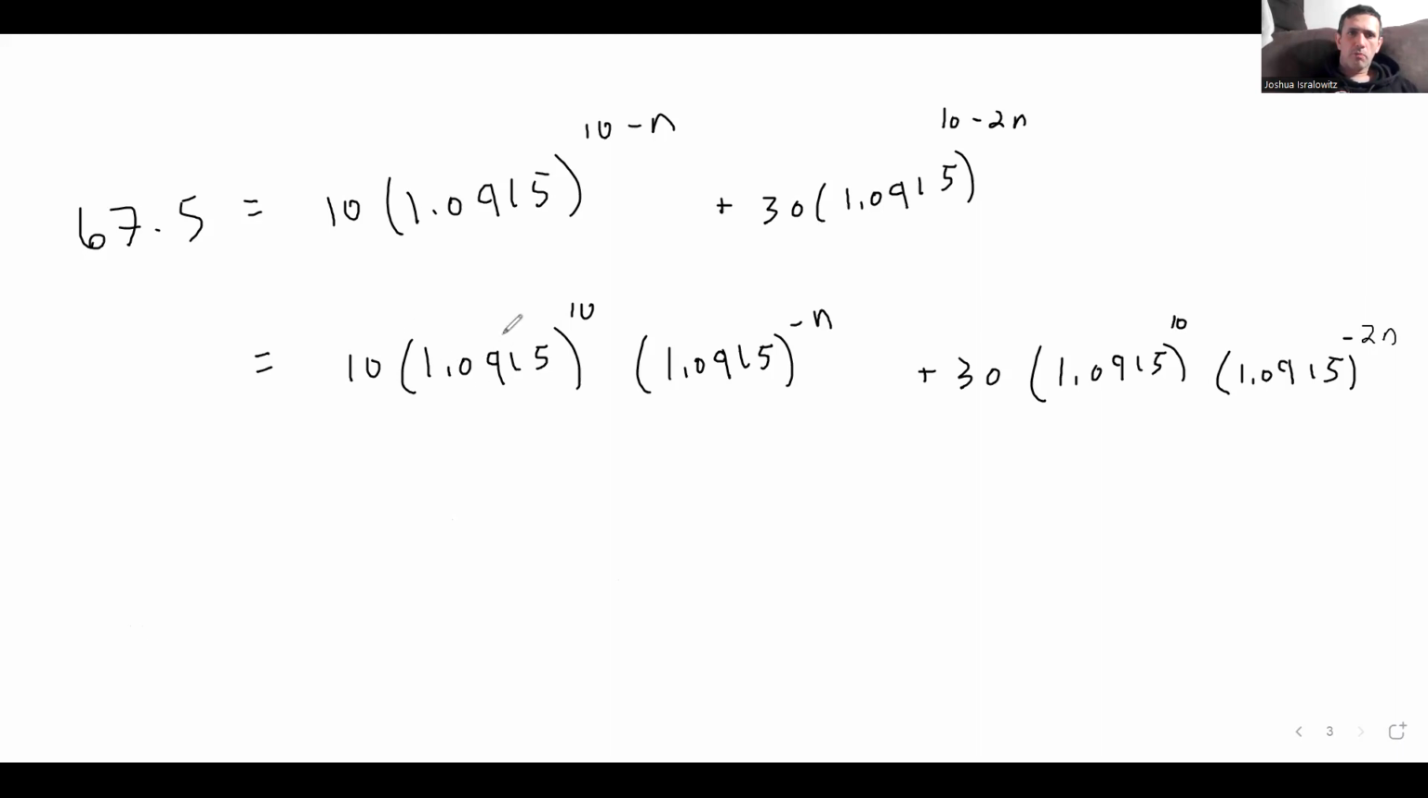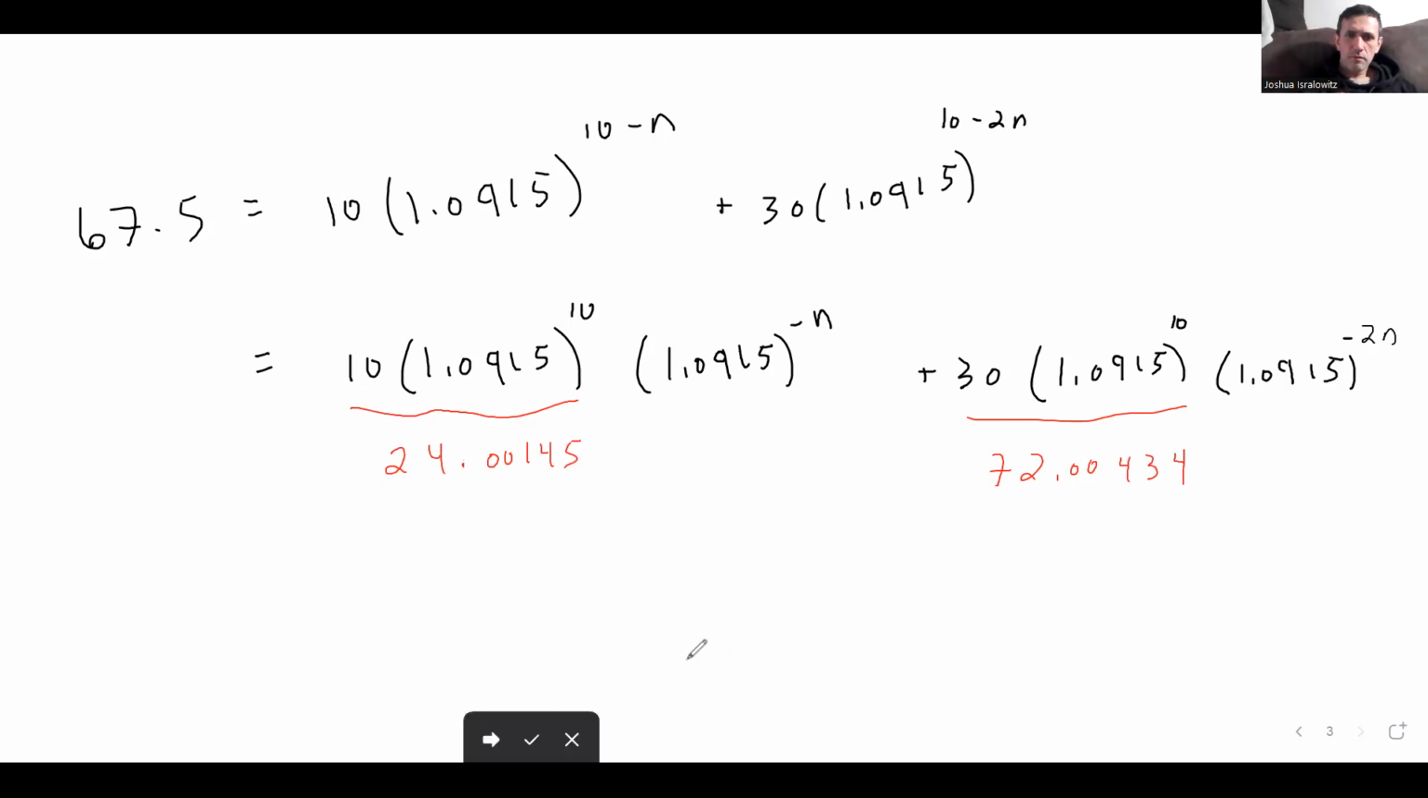Right, so you can also put this in a calculator. If you do that, let me tell you what that's going to be. This here is going to be 24.00145, and this here is going to be 72.00434. Okay, so I'm going to multiply both sides by 1.0915 squared.